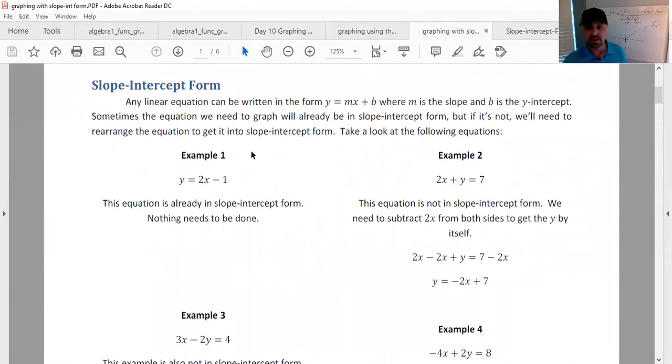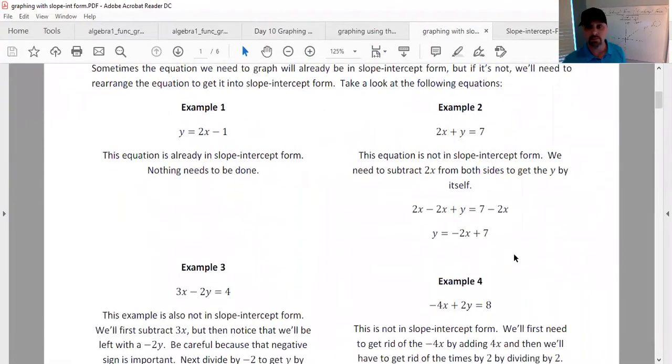Notice they have 4 examples here about which ones are slope-intercept form. And really, of these 4, the only one that's in slope-intercept form is example 1. The other 3 examples are written in what's called standard form. Standard form is where it's x plus or minus y equals a number.